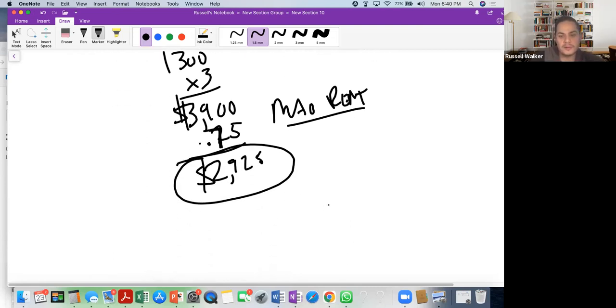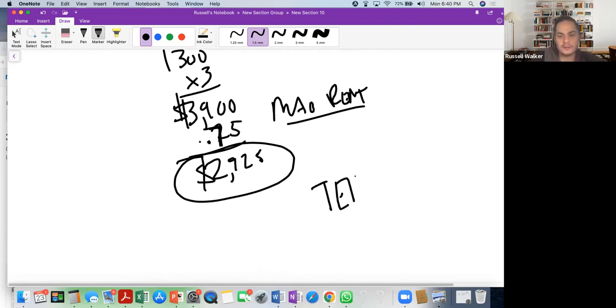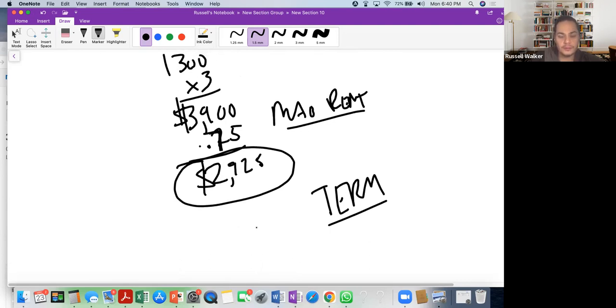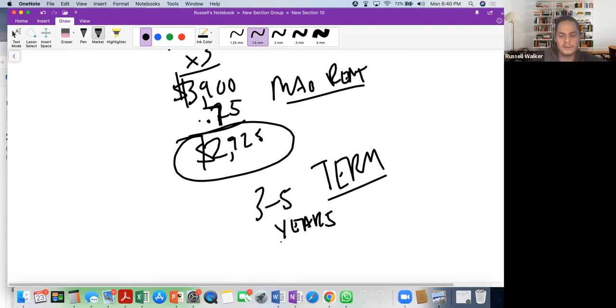And then the term, right? So the next thing we talked about is the term, how long. The goal is 3 to 5 years, I would say, or longer the better.